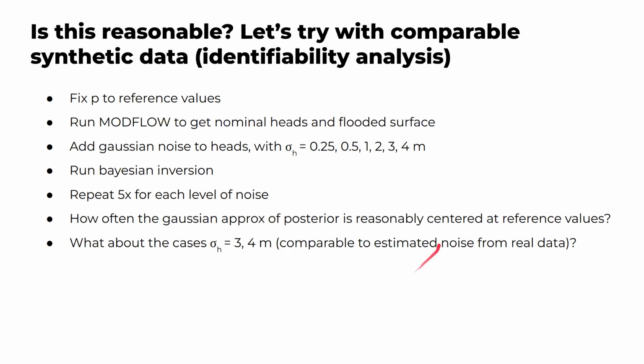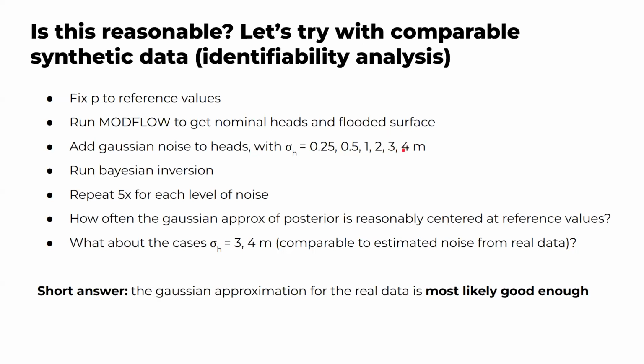Especially, we want to see what happens at values of sigma of either 3 or 4 meters, which is reasonably close to the experimentally assessed value of the noise. By doing Bayesian inversion on the real data, we got a sigma H estimate of 3.6 meters. So we want to see what happens in synthetic data with 3 meters and 4 meters of noise, to see whether in this regime we can be reasonably confident that our inversion is close enough to reality. Okay, so short answer, yes.